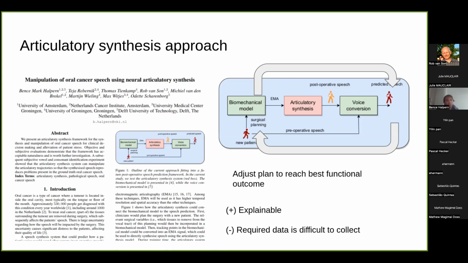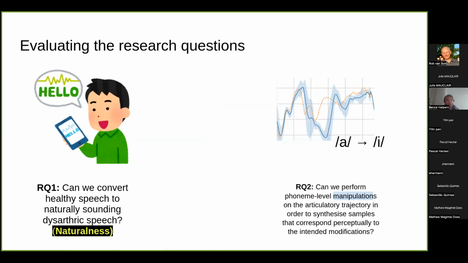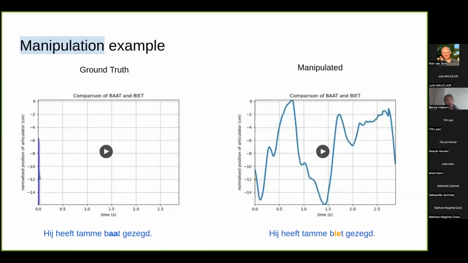Using an articulatory synthesis framework, we were interested in the possible things we can do with it. First, we are interested in the naturalness aspects of the synthesized speech, but we are also interested whether we can manipulate the articulatory trajectories slightly to get a slightly different speech. I'm going to show an example of what I mean with this.